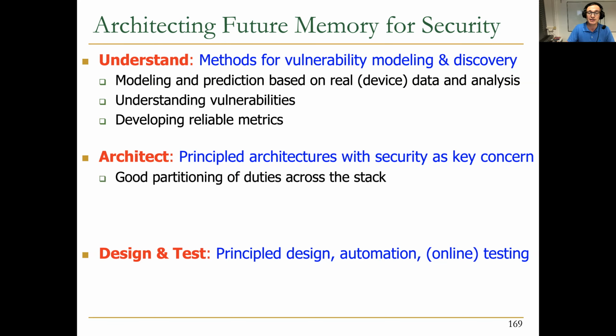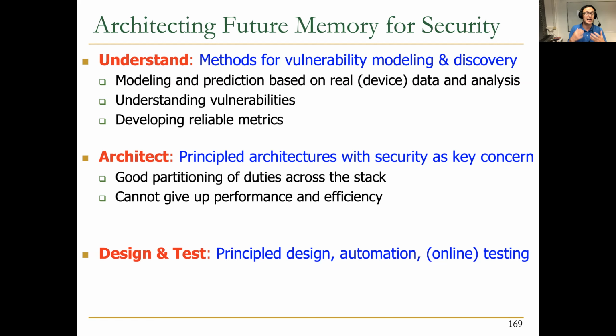We want to design principled architectures with security as a key concern from the ground up in DRAM and in the memory controller, as well as the entire system. We need to partition the duties across the stack. I don't think we should try to solve every single problem inside the DRAM chip or the flash chip. I mean, the flash chip is already not solving every single problem. There's a controller. We cannot give up performance and efficiency. That's important, especially in main memory.